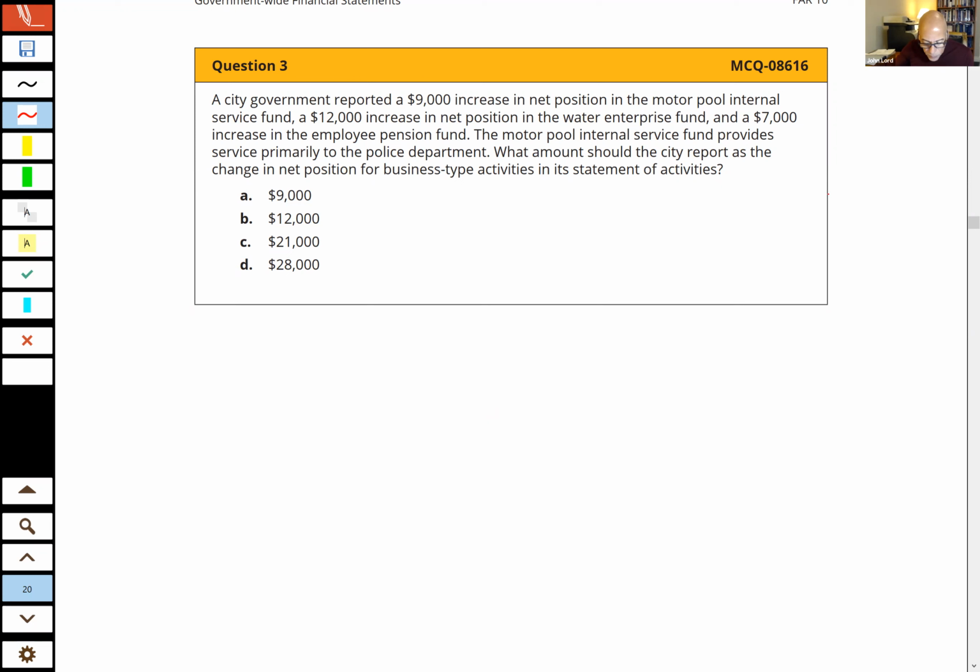But anyway, okay, good. So looks like most of us got this right. You can see 75% got it right, which is pretty good. But let's just look at this one. This is basically saying, do you understand what goes into the business type activities, which is what they're asking us for, versus governmental activities, right?